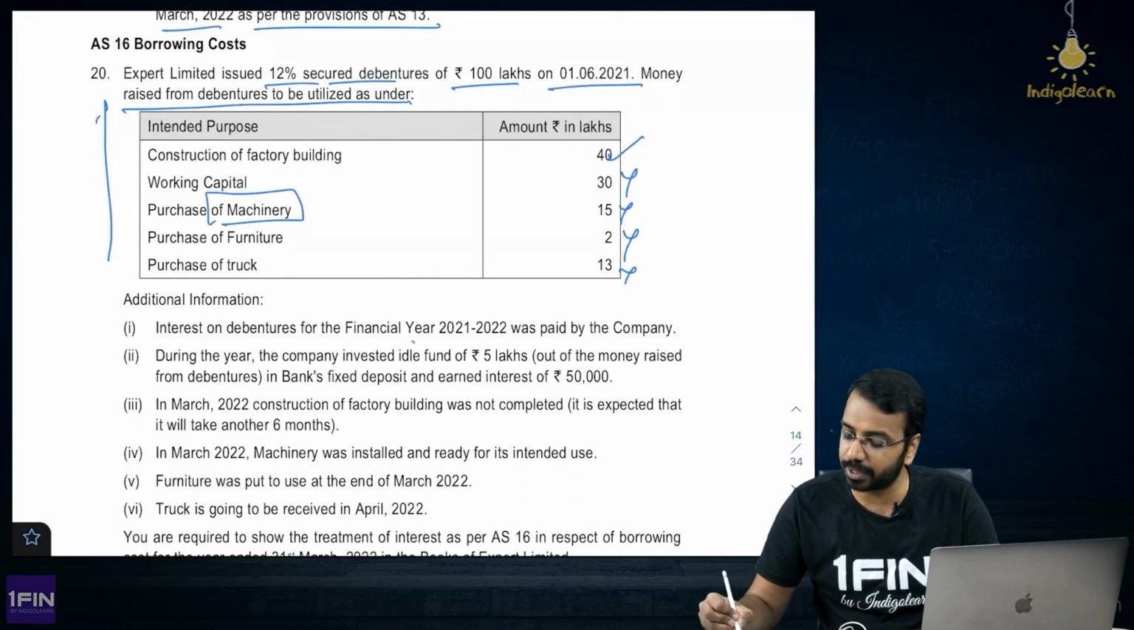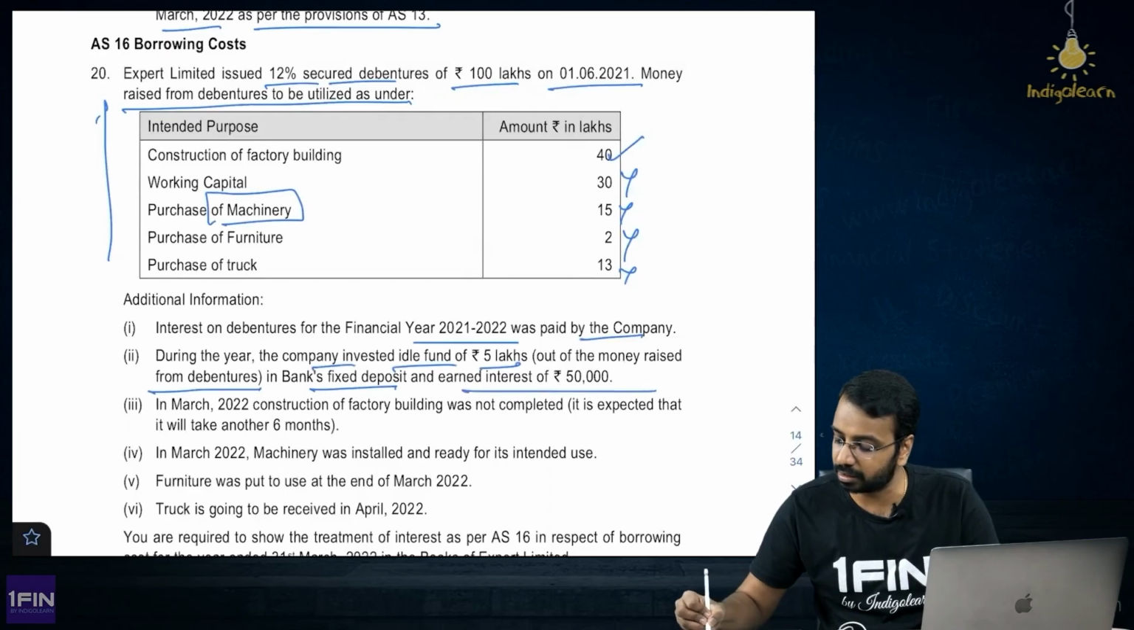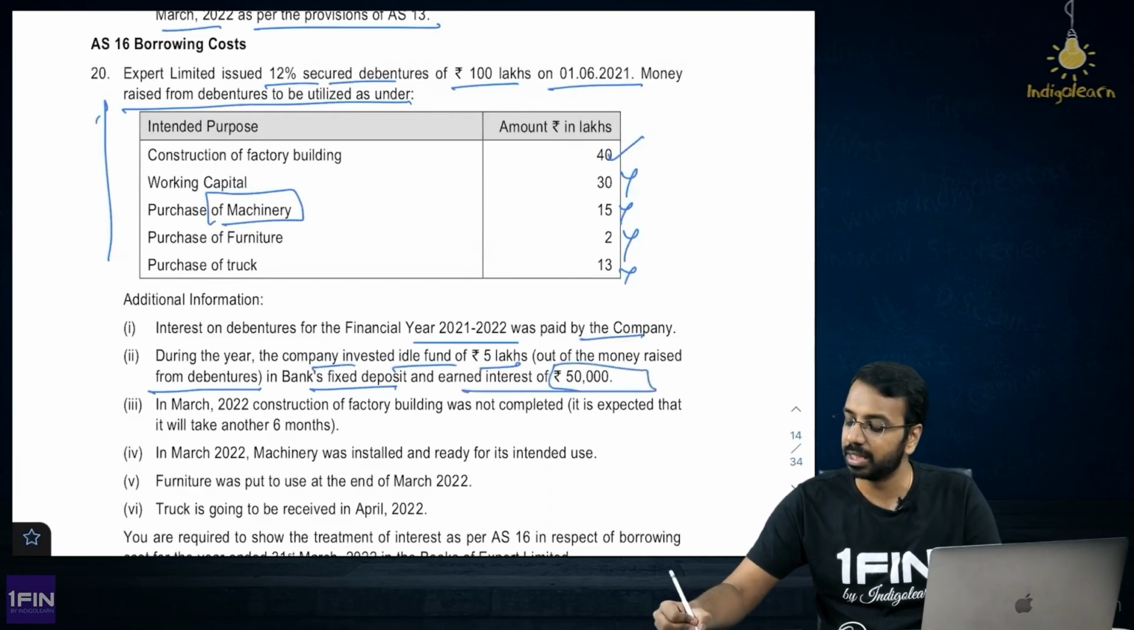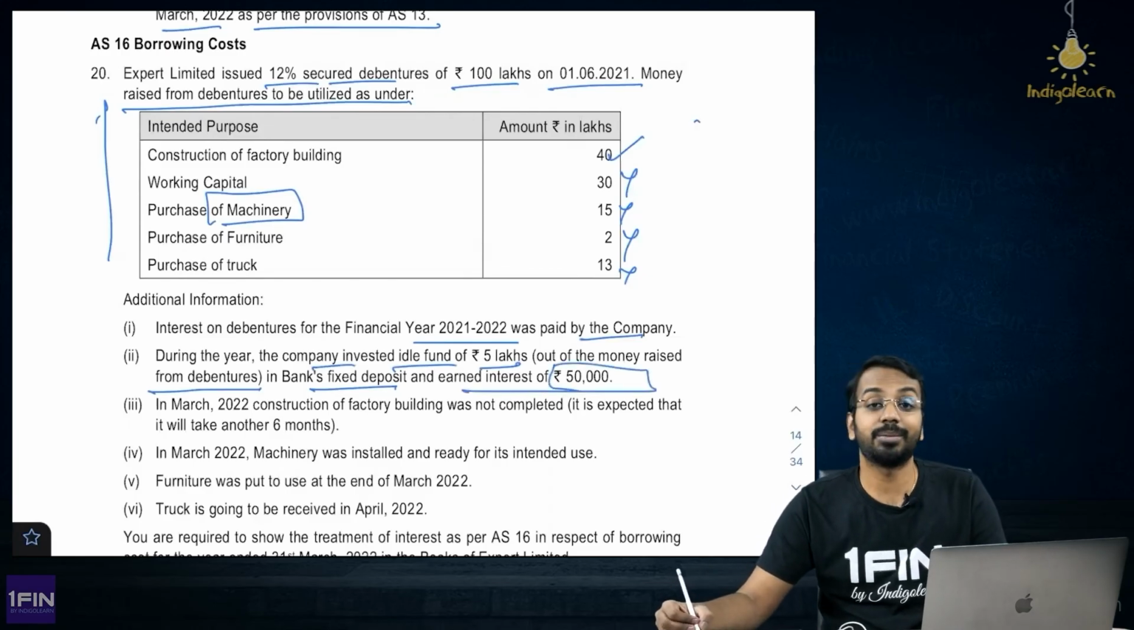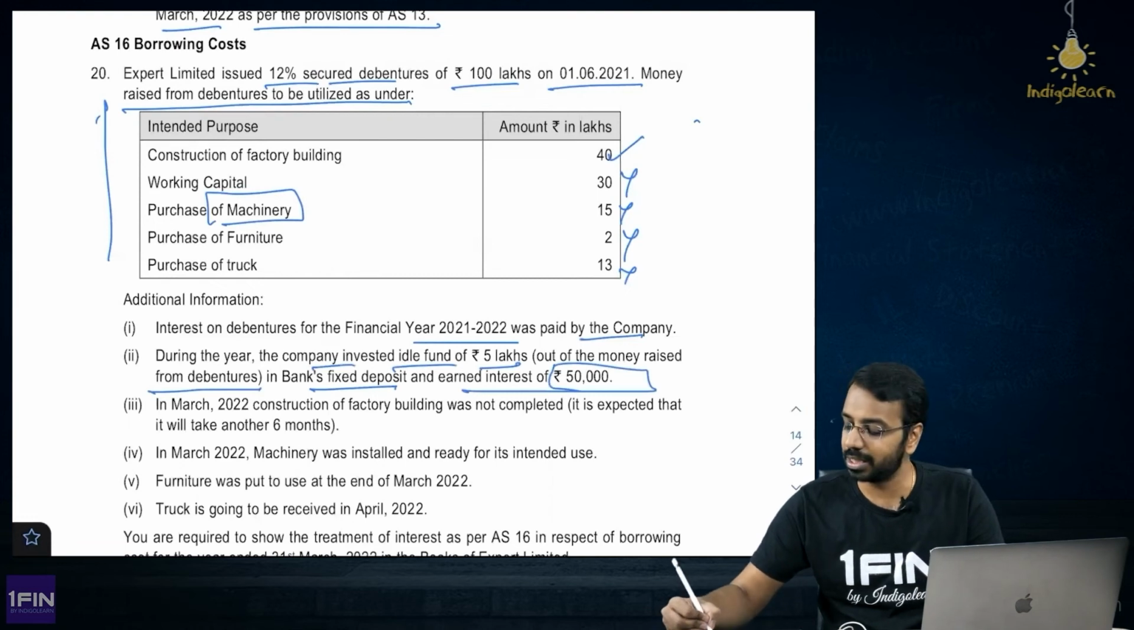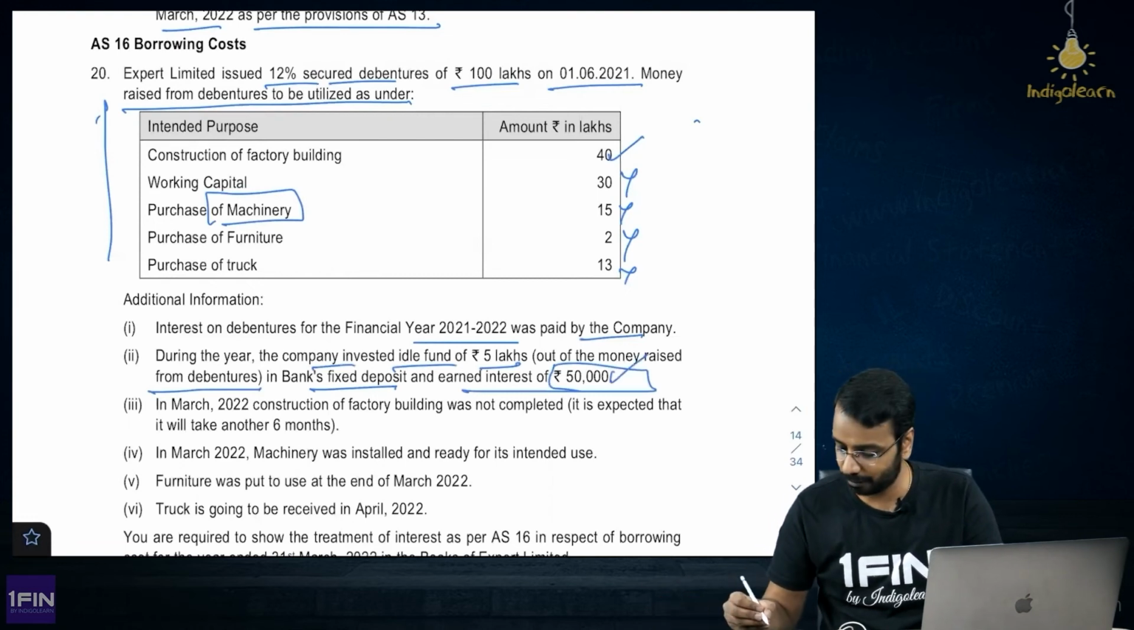Interest on the debentures for financial year 21-22 was paid. During the year, the company invested idle fund of 5 lakhs out of the money raised from debentures in bank fixed deposits and earned interest of 50,000. Now, income earned from temporary investment of surplus is to be reduced from the borrowing cost. Okay. In March, construction of factory building was not completed.